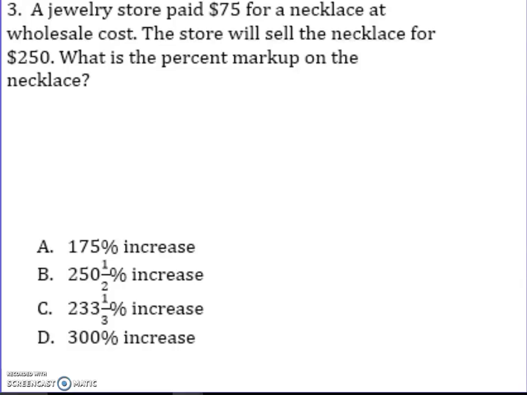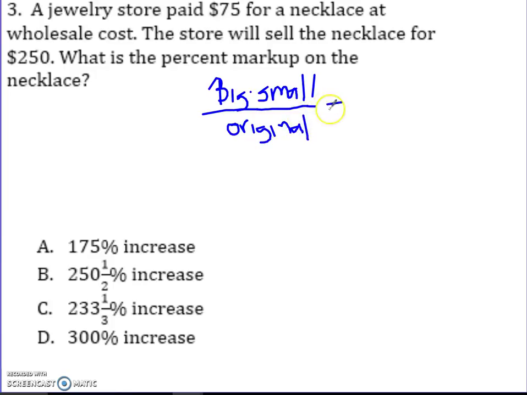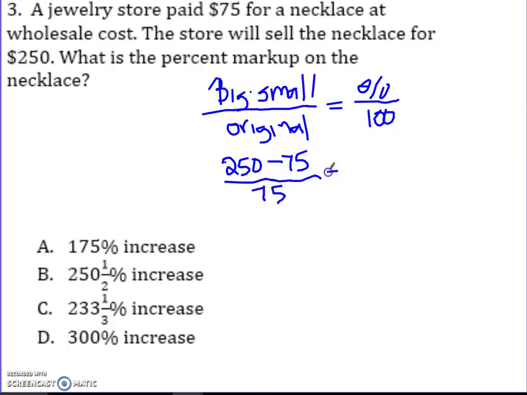On number 3, it says a jewelry store paid $75 for a necklace at wholesale cost. The store will sell the necklace for $250. What is the percent markup? So we are going to do big minus small over original equals percent over 100. So the big is $250. So $250 minus 75. It originally cost 75, so equals x over 100.